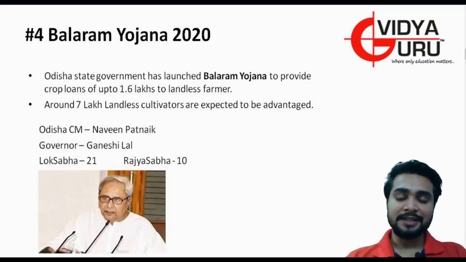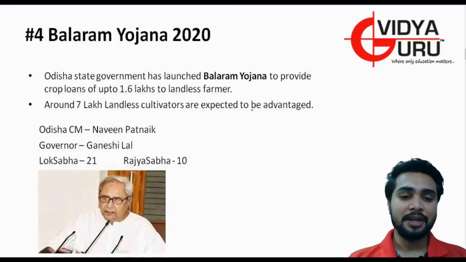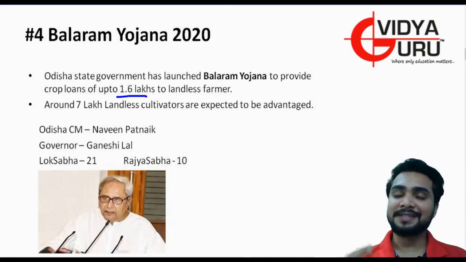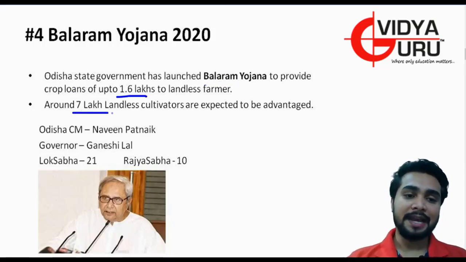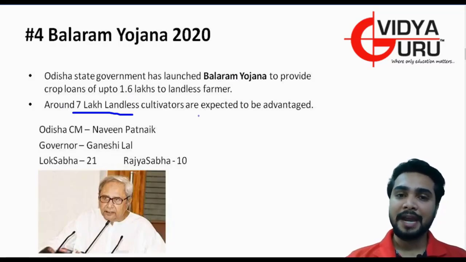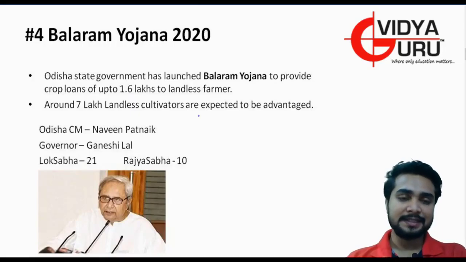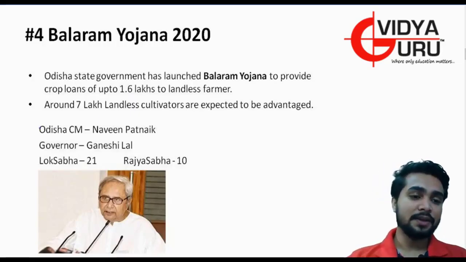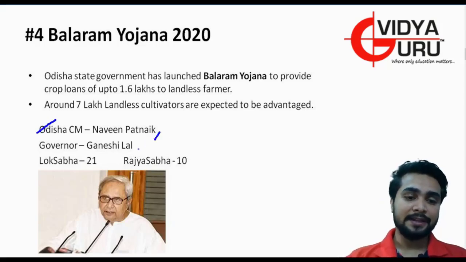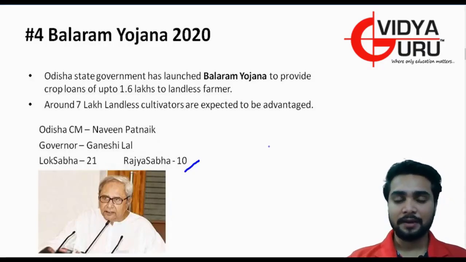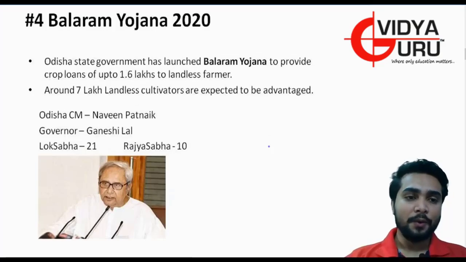So this question is important for you, which is Balaram Yojana 2020, and this Yojana has been launched by the state of Odisha. The Odisha state government has launched Balaram Yojana to provide crop loans of up to 1.6 lakhs to landless farmers, and around 7 lakh landless cultivators are expected to benefit from this scheme. The CM of the state is Naveen Patnaik, and the governor is Ganeshi Lal. Odisha has 21 representatives in Lok Sabha and 10 in Rajya Sabha. Only this much information you must know about Odisha.